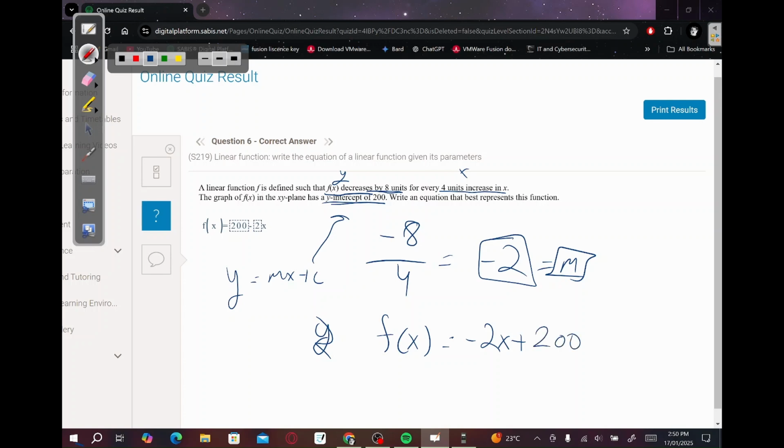Now, they don't want it like this. They want it rearranged, so it's going to be f of x is equal to, we're going to rearrange both of them, 200 minus 2x, and this is our answer.